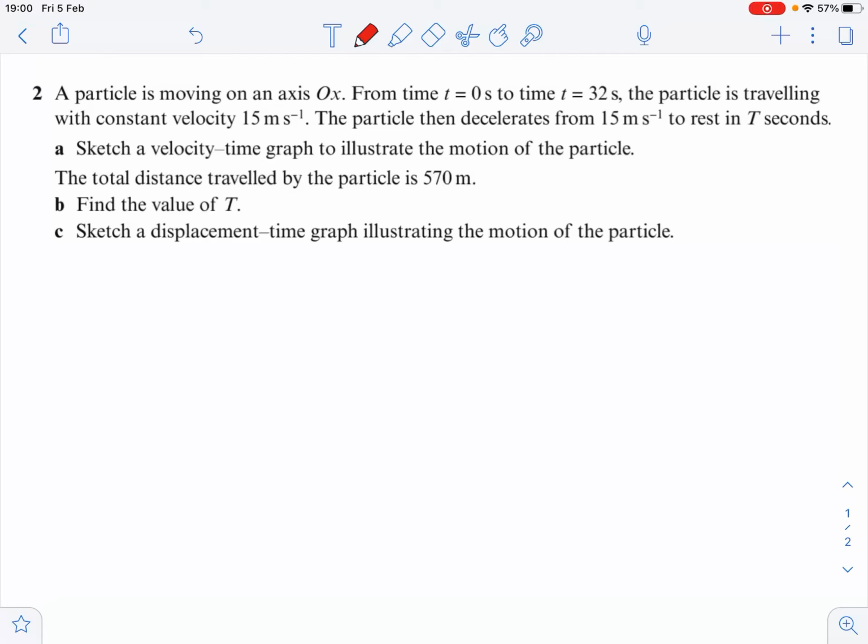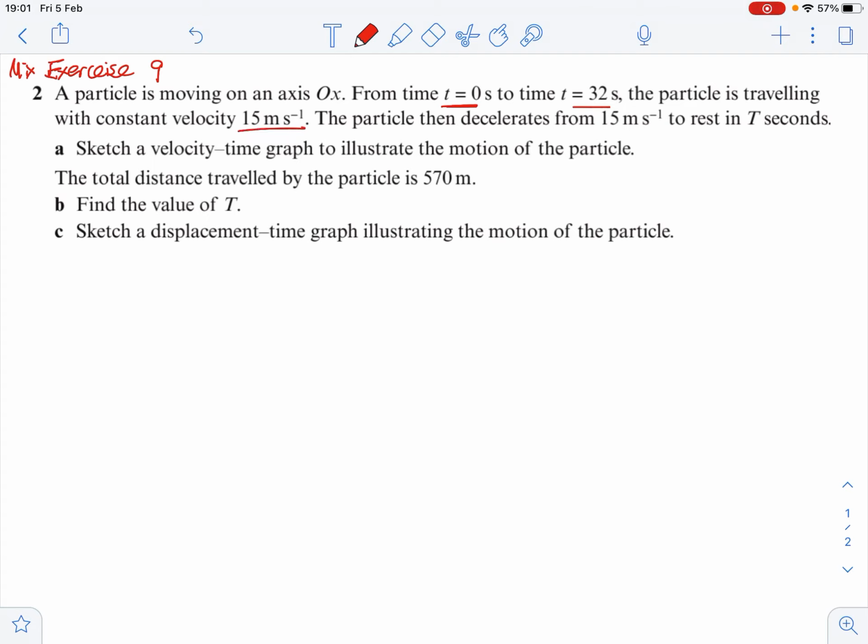Hello everyone, we're going to look at this question. It's on Active Learn, exercise, next exercise 9, and it's question 2. A particle is moving on an axis. From time t equals 0 to t equals 32, the particle is traveling with a constant velocity of 15 meters per second.